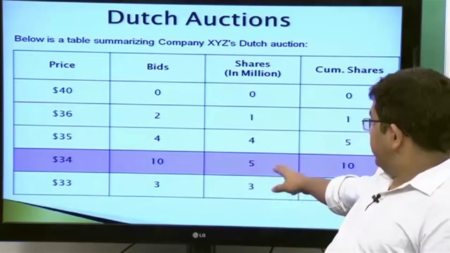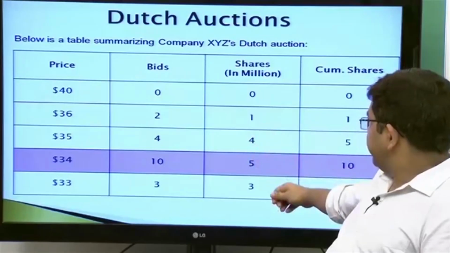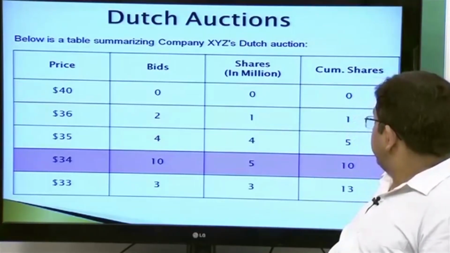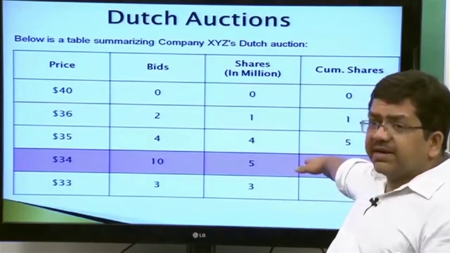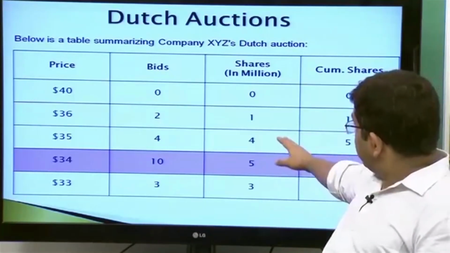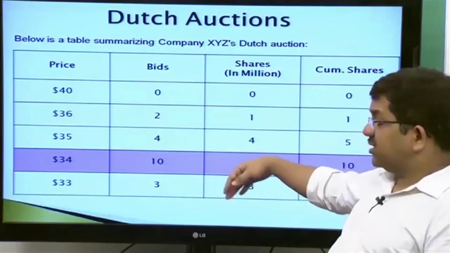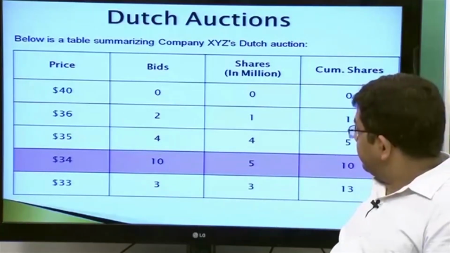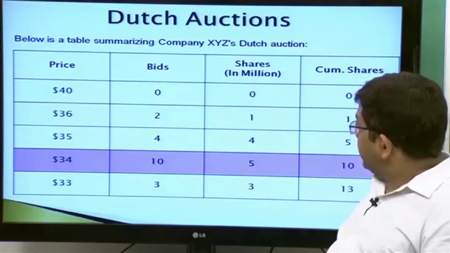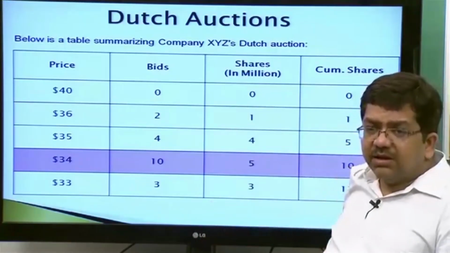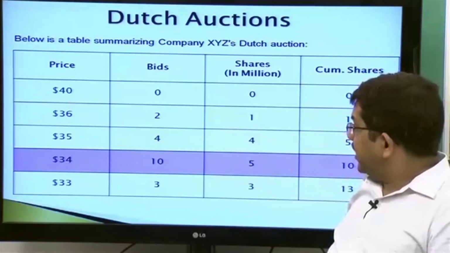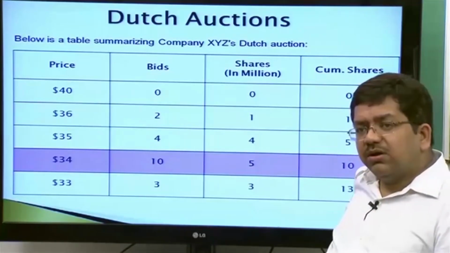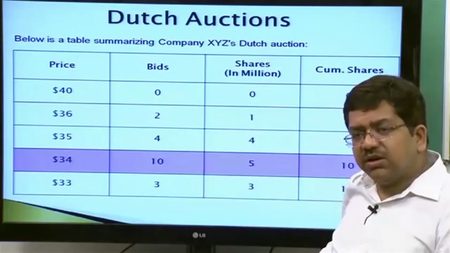At $34 you will find that you have 10 bids, and the total number of shares that can be sold is equivalent to 10 million. So, this is the final price according to the Dutch auction method, that all the 10 million shares can be sold at $34 among these 10 bids which have come online. So, in this way you will see that the price comes in descending order, and whichever is the final price, all the customers are sold the shares or whatever the product is at that price point.